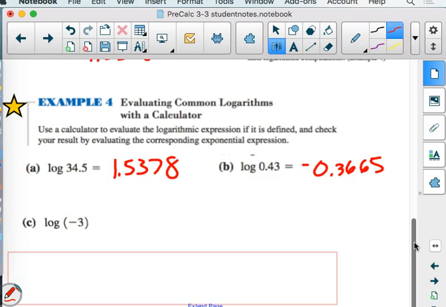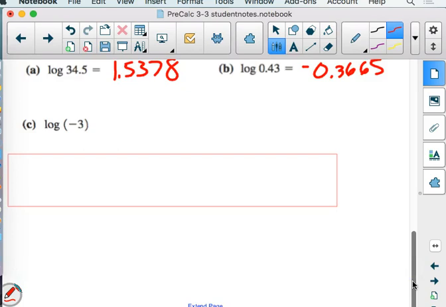Oh, non-real answer. Quit. So I'm going to quit out of that. So they're trying to tell me, oh, stop and think for a second what your calculator's talking to you. You know you can't do this. 10 to the something equals negative 3. How are you going to pull that off? Well, you can't in a real number system. So in the real number system, this is undefined.